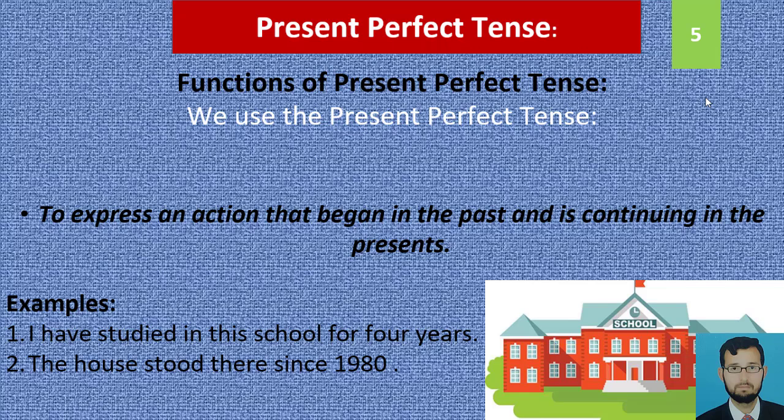Let us talk about the first usage of present perfect tense. We can use the present perfect tense with for and since. Let us take a look at some examples. I have studied in this school for 4 years. Secondly, the house has stood there since 1980. Here something began in the past and has lasted up to the present time. We use for to say how long this period is. We use since to say when the period began, like since 1980.